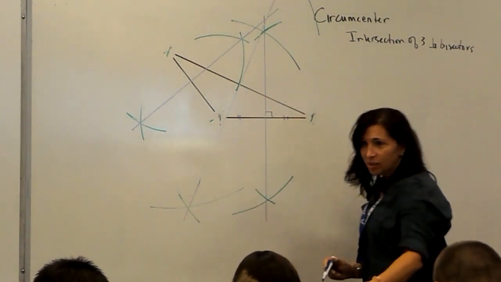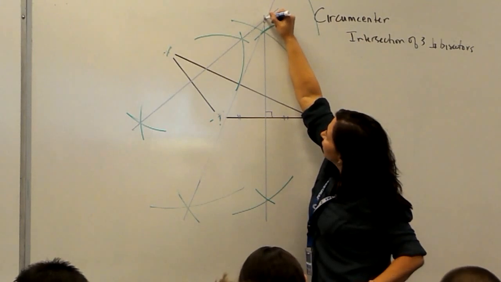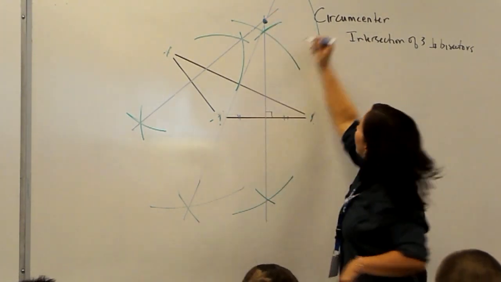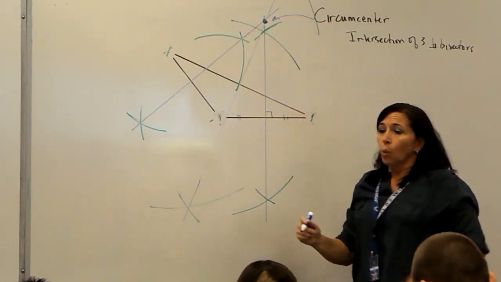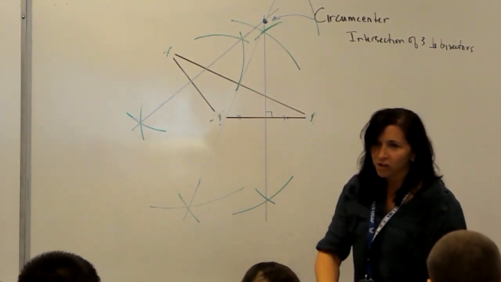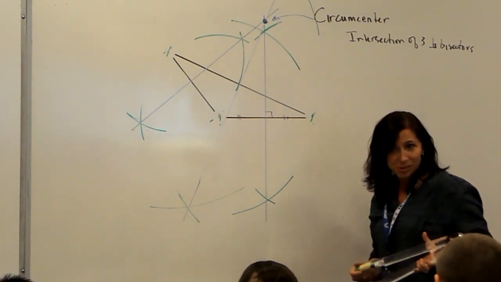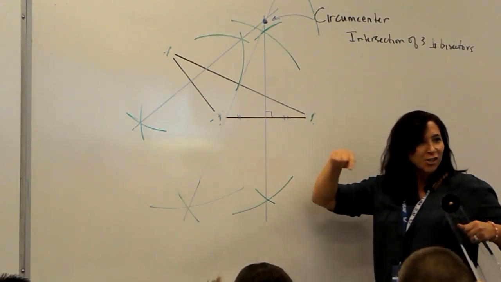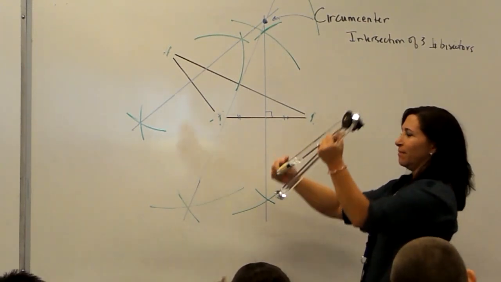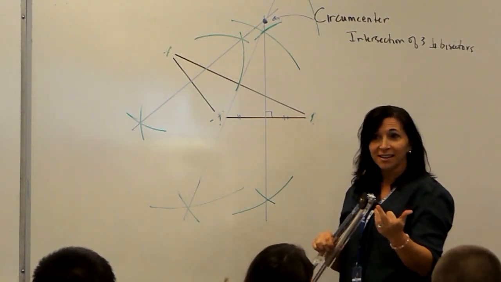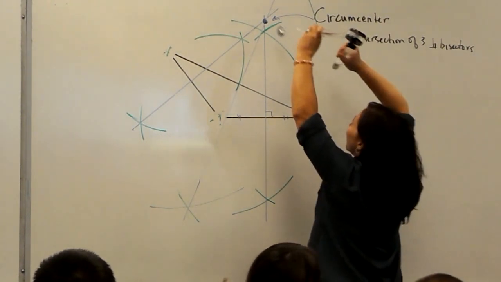So you guys should have the intersection of 3 perpendicular bisectors makes a circumcenter. Okay, there's my circumcenter. Now, once I have that circumcenter, just for your information, what can we do with that? Circumscribe a circle about the triangle. So, and what professions might this come in handy? Engineers. Architect, engineering, pediatricians.